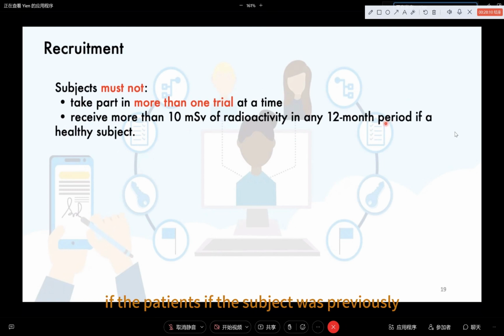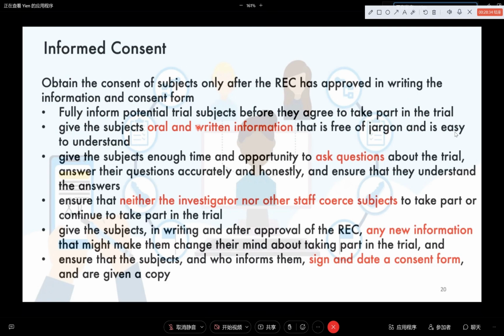This means if the subject previously participated in clinical trials which also used radioactive drugs, and now as a healthy individual wants to participate in more clinical trials that use a radioactive drug, and it exceeds the level of 10 microSV, then the subject cannot join this clinical trial.